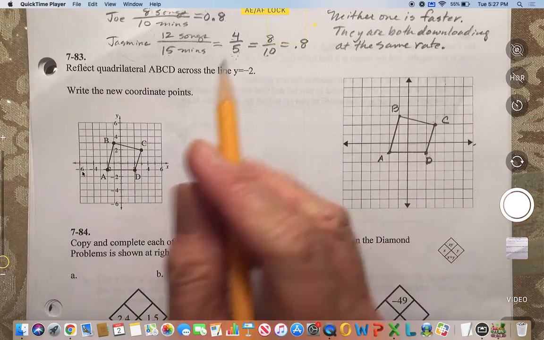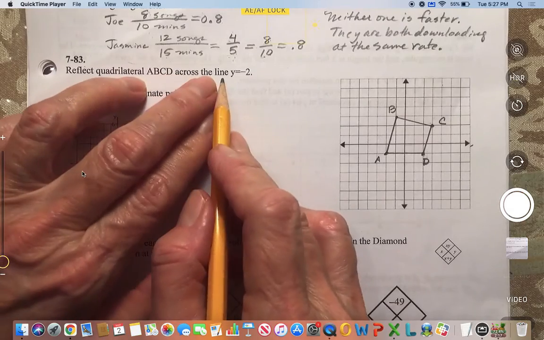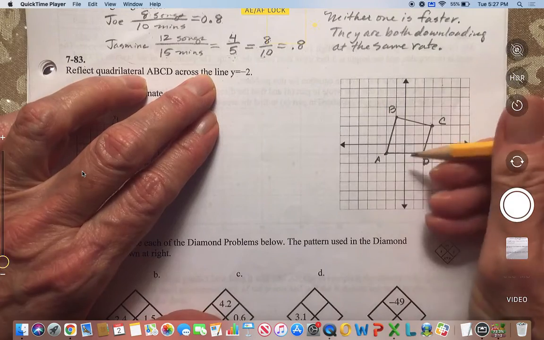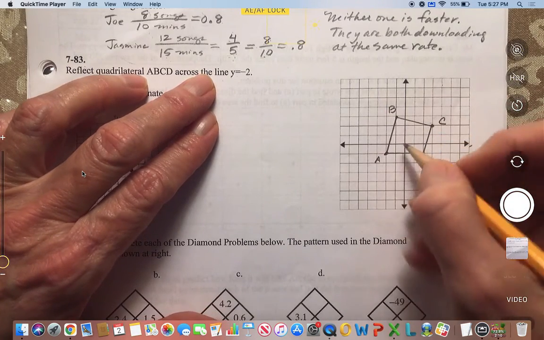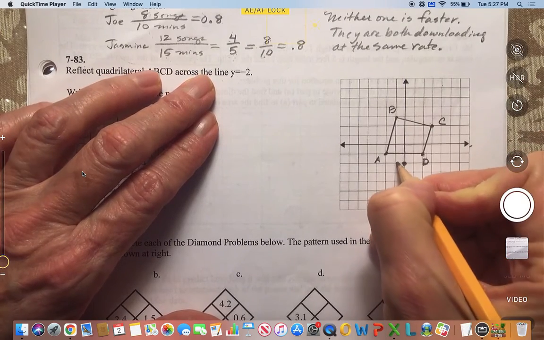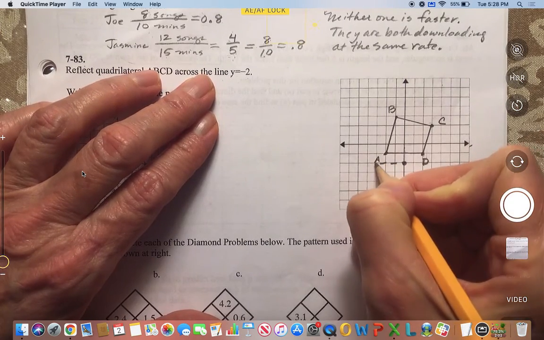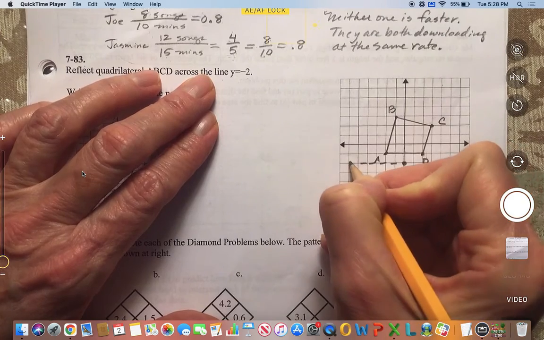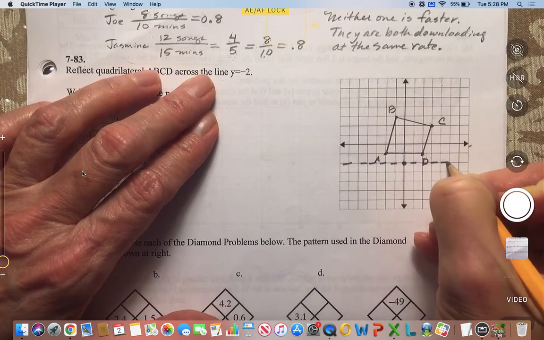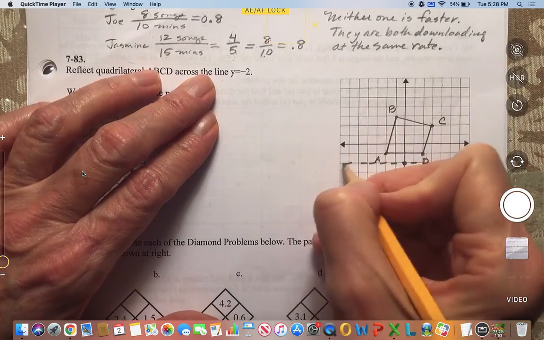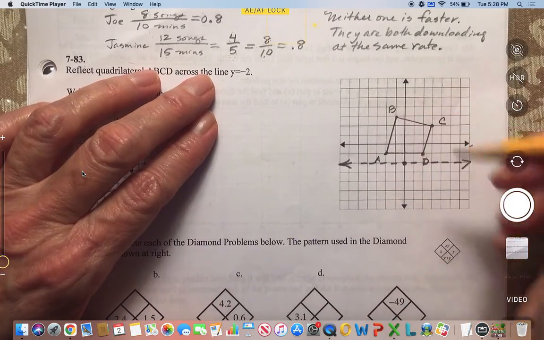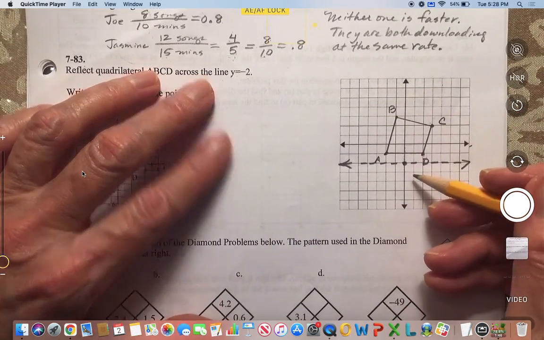All right, now it says that we're going to reflect it across this line, y equals -2. So y is equal to -2 right here. And y is equal to -2 all the way along this line. So I'm just going to draw that line of reflection. And then we know we're going to reflect this over that.